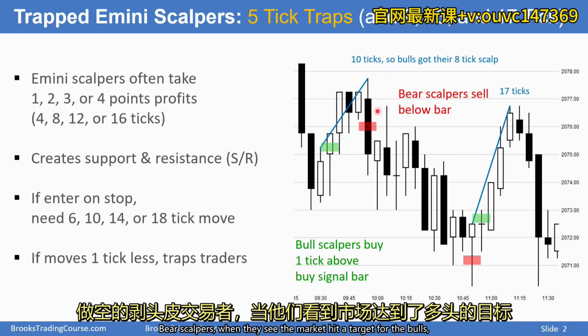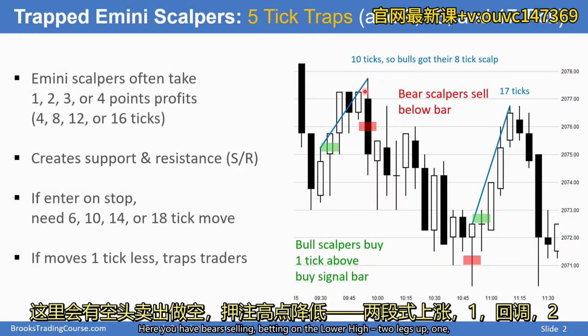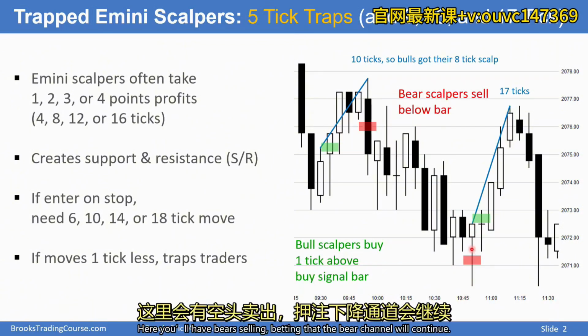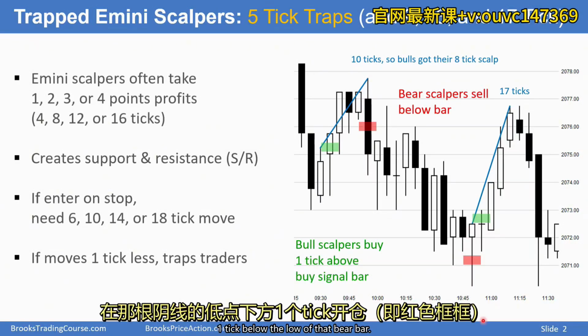Bear scalpers, when they see the market hit a target for the bulls, will sell the reversal down, betting that the bulls will be exiting. Here, you have bears selling, betting on the lower high, 2 legs up, 1 pullback, 2. They'll sell below that bar or below this bar. Here, you'll have bears selling, betting that the bear channel will continue, so they'll sell just below the low of this bar, 1 tick below the low of that bear bar.